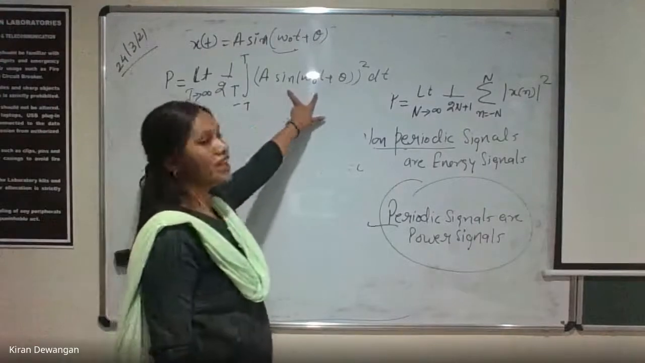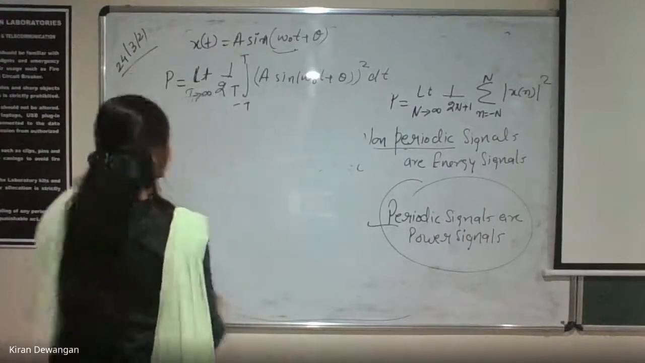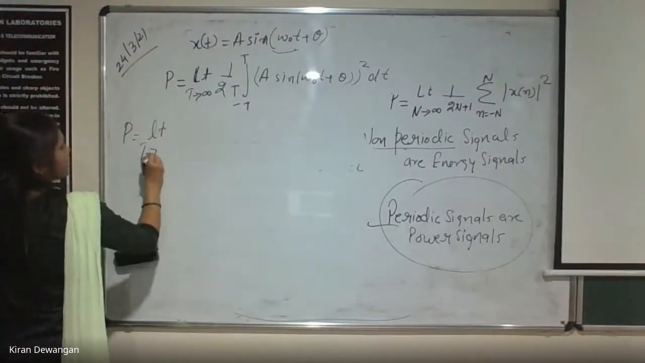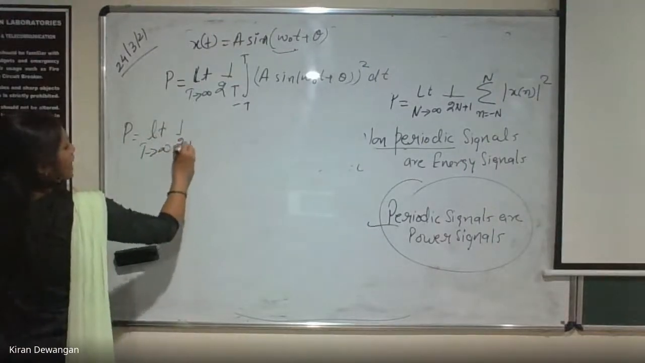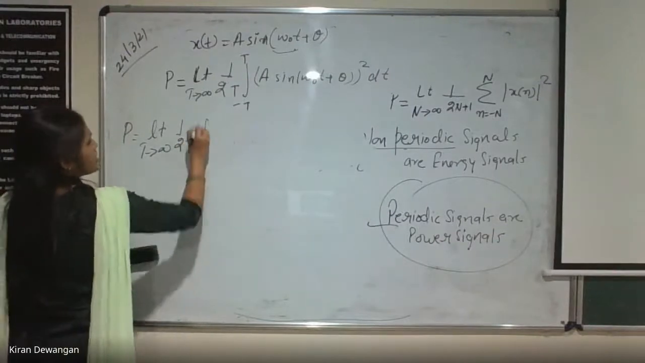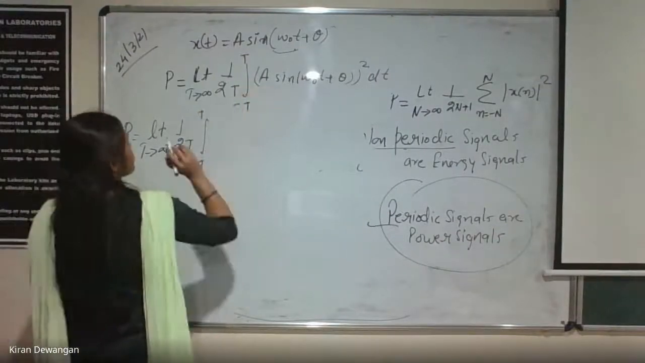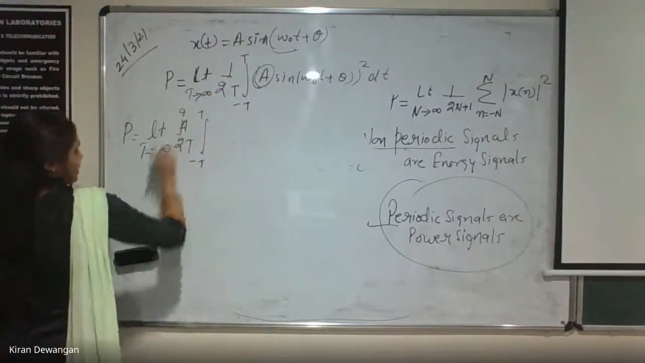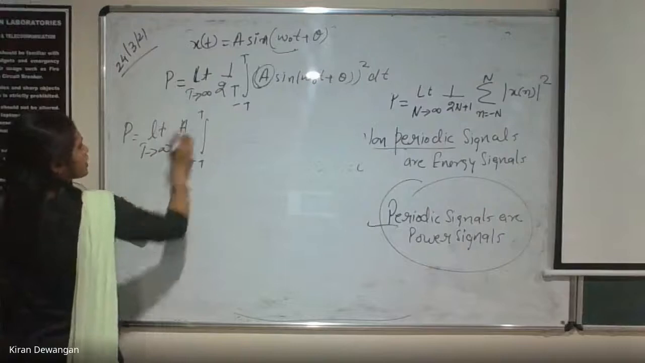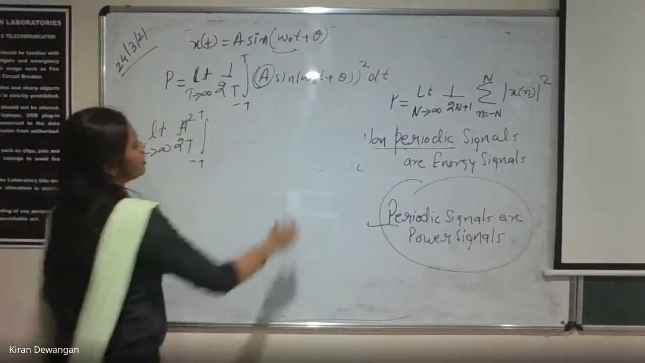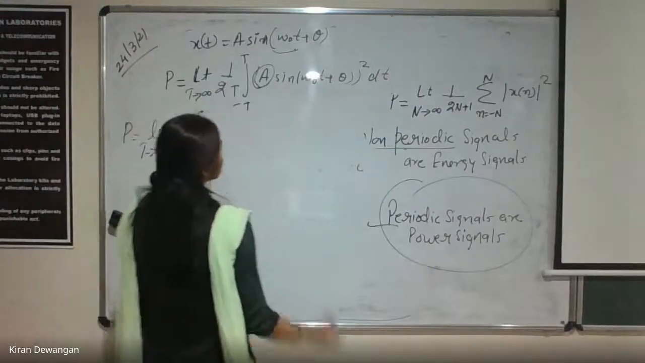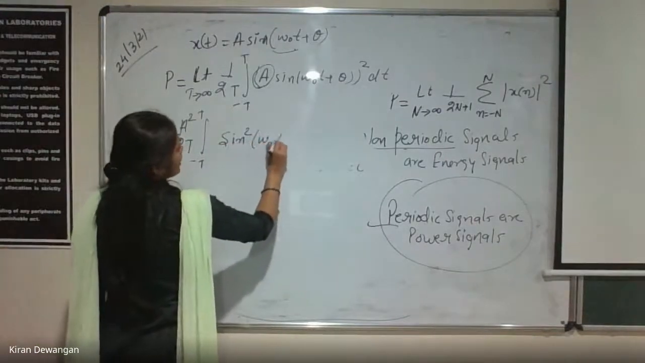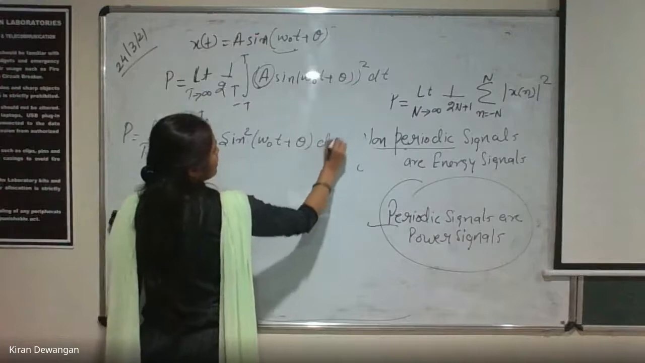Now how can we expand this one? The limit T tends to infinity remains as it is, with the integration from minus T to T. A squared can be taken out, so here you get A squared. Now inside it is just sine squared of (omega naught t plus theta) dt.